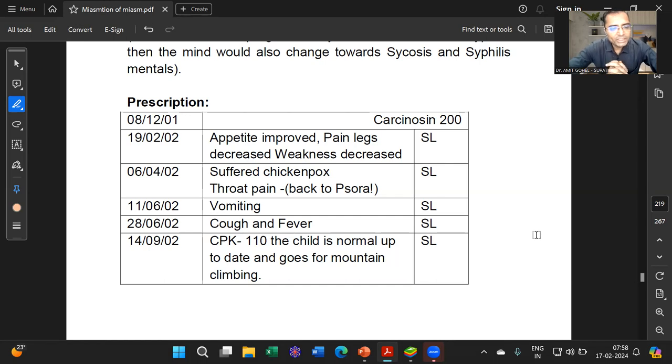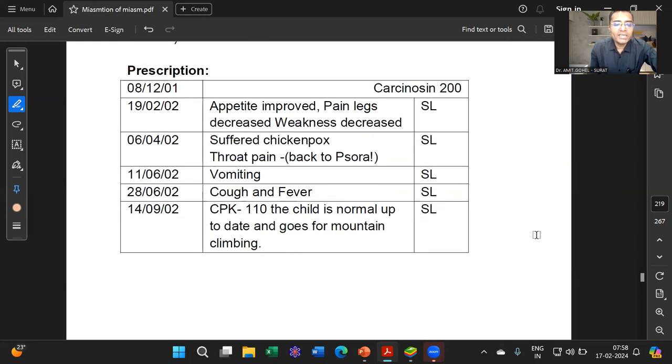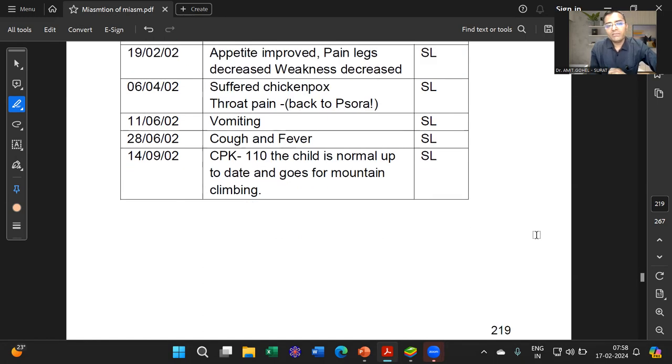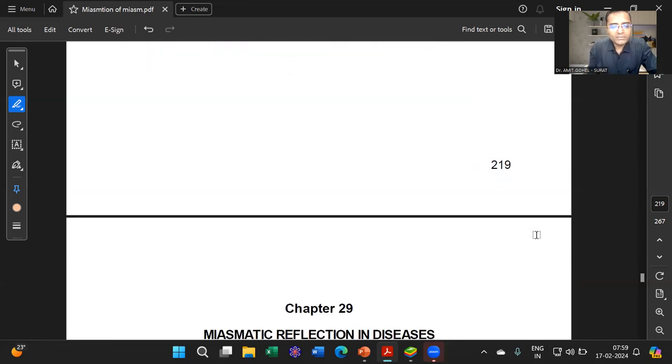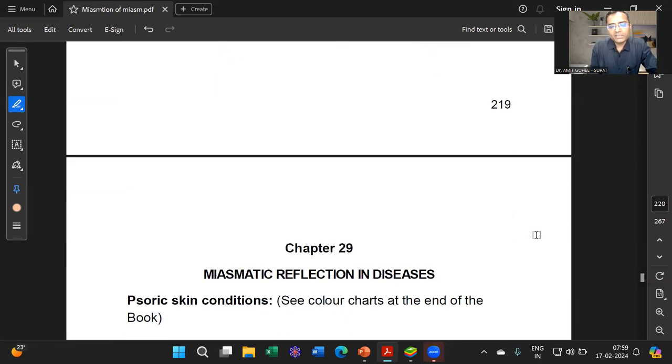There was vomiting in the 6th month once in a while, cough and fever; these are the psoric symptoms. And at the end of 9 months, the CPK was done and the CPK was absolutely normal, 110. The child is normal, up to date, and goes for mountain climbing. So this is what the understanding of our miasm, understanding of the mental, understanding of the rubric, and from the case we have to take this into consideration.